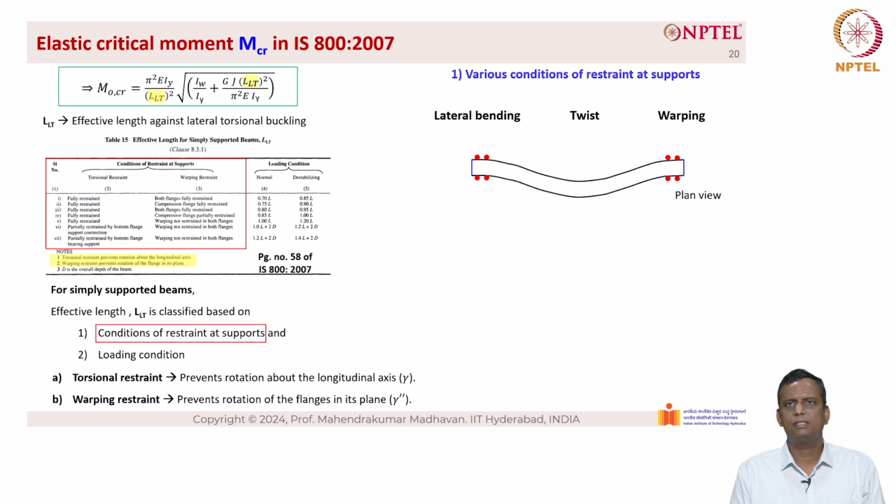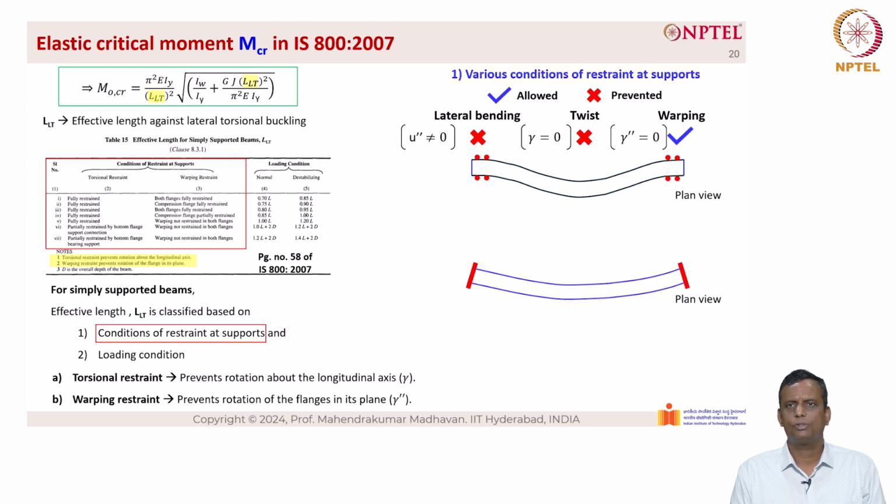So let us revisit the support conditions. We have lateral bending, twisting and warping. What is shown here is the plan view of the beam. So we have lateral bending arrested due to this boundary condition. We have twisting also arrested and we have warping allowed. So the lateral bending is arrested and it gives indication that U double dash is not equal to 0, which is the lateral bending moment is not equal to 0. The twisting gamma equal to 0 and warping gamma double dash is equal to 0.